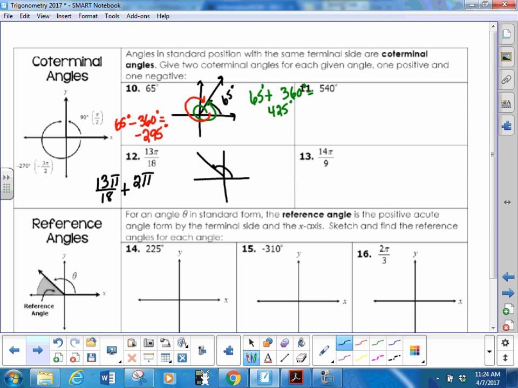Alright, now we've got a few little fraction issues, right? Because we don't have the same denominator. So how do you change 2 pi to have a denominator of 18?